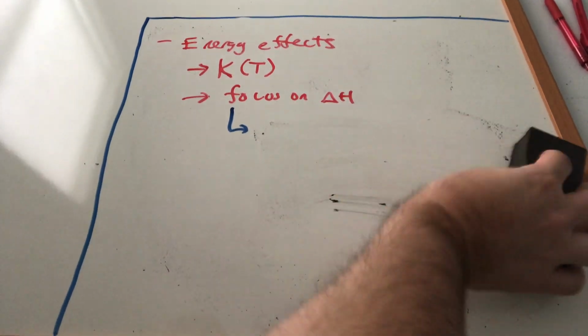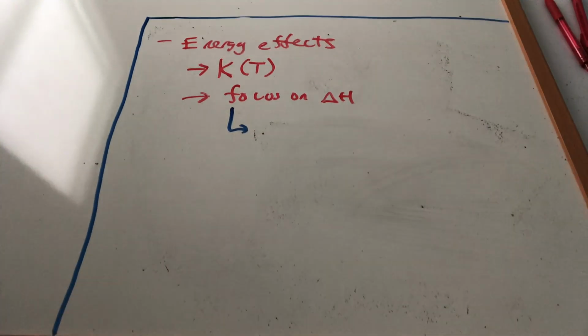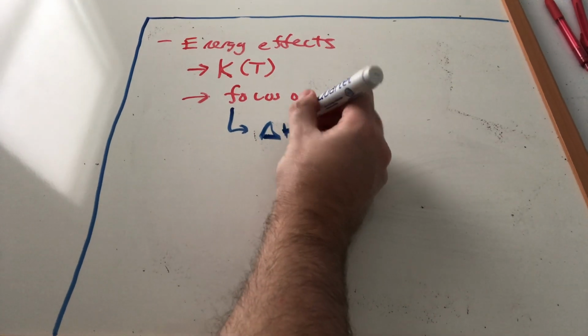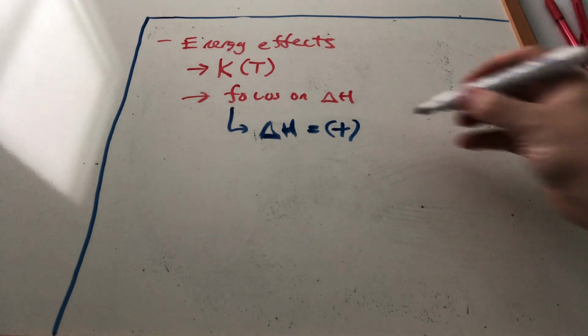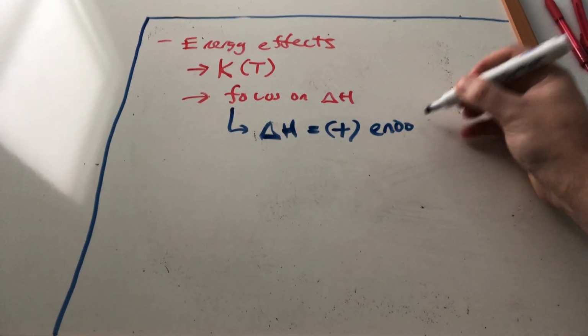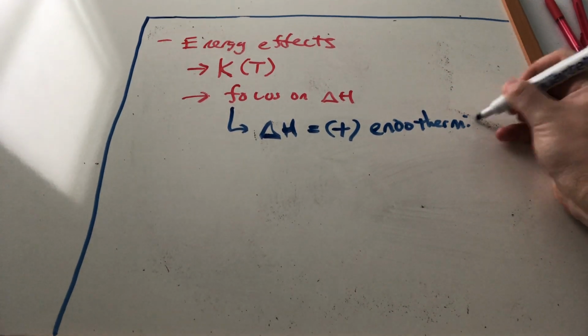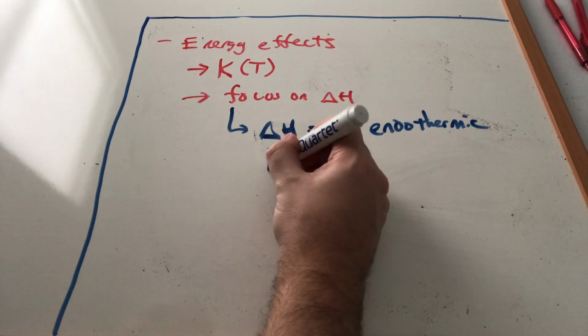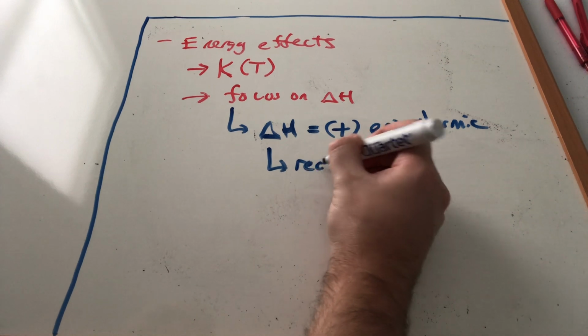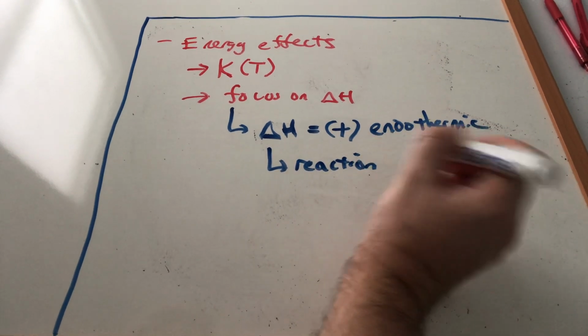What happens when we focus in on delta H and we see that it's positive? We know that that's an endothermic process. Okay, it's an endothermic process. We know that the reaction requires energy. It takes in energy from its surroundings.